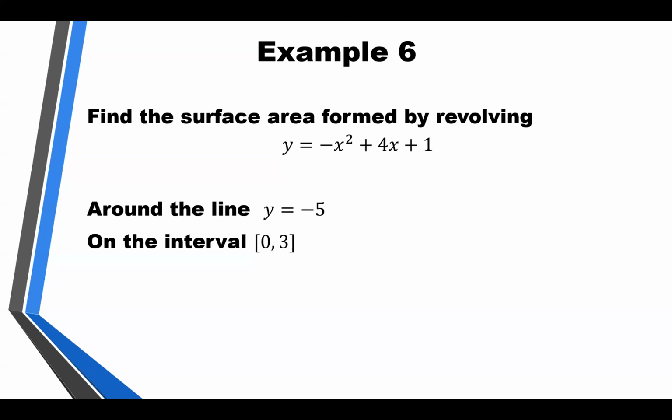The natural follow-up to example 5 is to say, what if instead of revolving it around the x-axis, we revolved that object around another line, like, let's say, the line y equals -5. So we're going to take y equals -x² plus 4x plus 1 again, use the interval from 0 to 3, and revolve that section of curve around the line y equals -5.